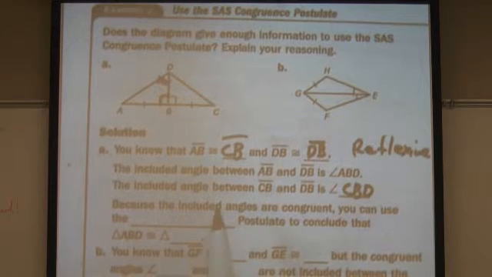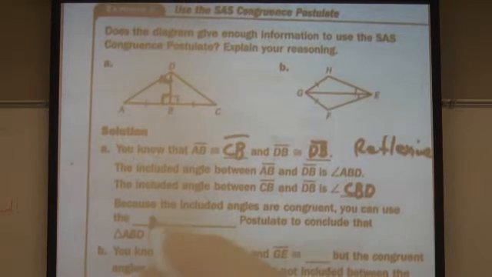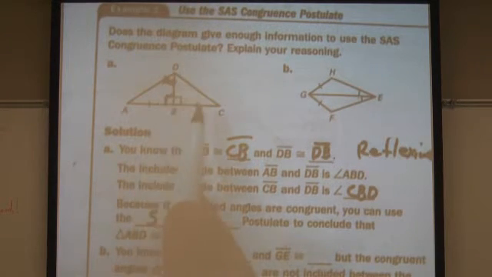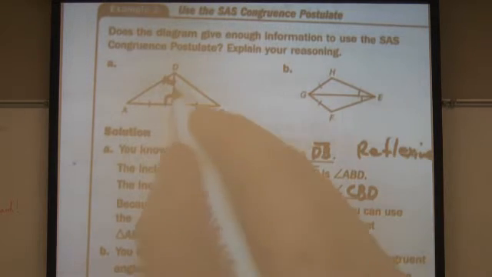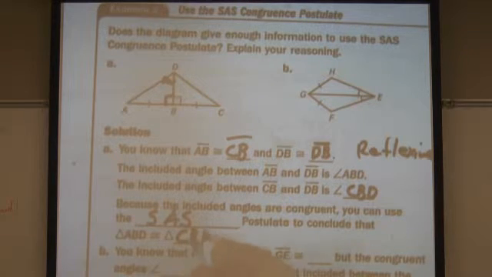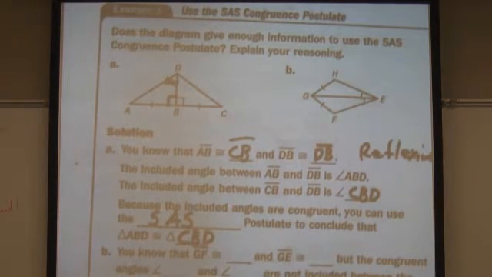Because the included angles are congruent, you can use the SAS postulate, side, angle, side, to conclude that triangle ABD is congruent to triangle CBD. And that's part A.